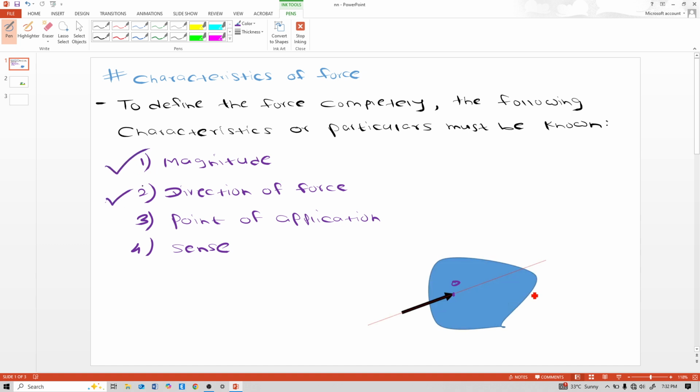Now second is direction of force. The definition of direction of force is, it is defined as the direction of straight line in which the force tends to move the body on which it acts. Again, listen to the definition of direction of force. It is defined as the direction of straight line in which the force tends to move the body on which it acts. So what is the direction of this straight line? Like this.